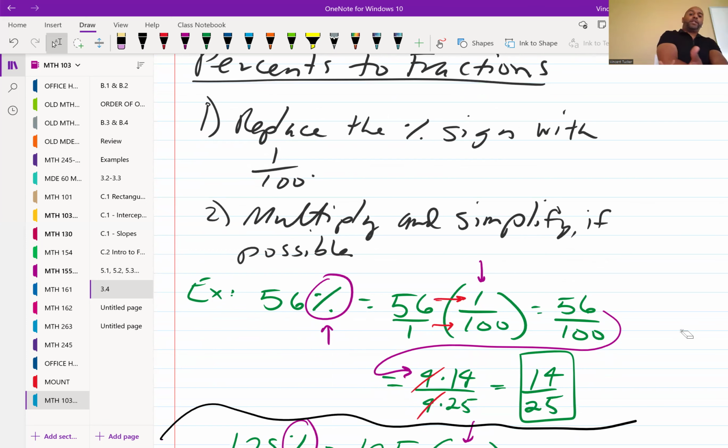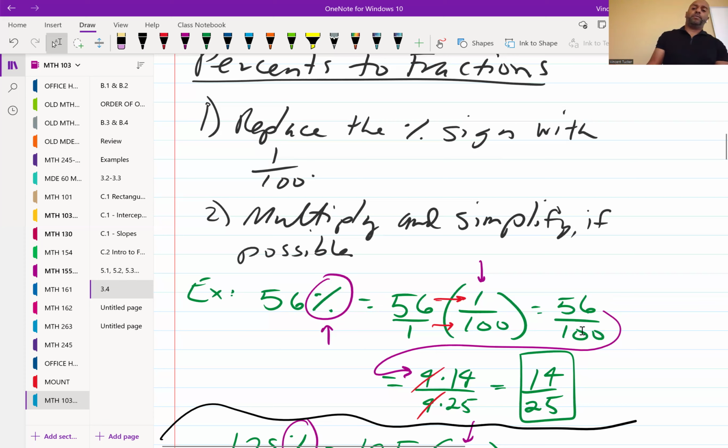All right, so looking at 56%, once again, you're going to start by taking the percent sign and replacing it with 1/100. From there, just multiply across. Notice I rewrote 56 as 56/1. If you want to write it as a fraction, it's the same thing as 56/1. Multiply across, 56 times 1 is 56. 1 times 100 is 100. So we have 56/100 as a fraction now. So everybody okay, going up to this point?